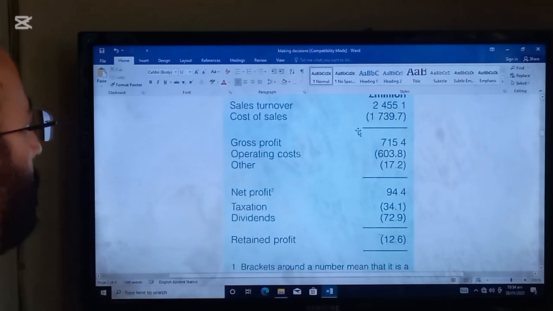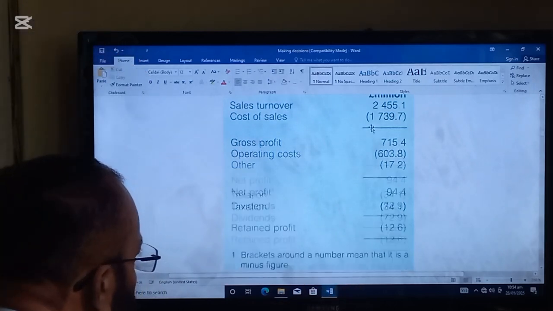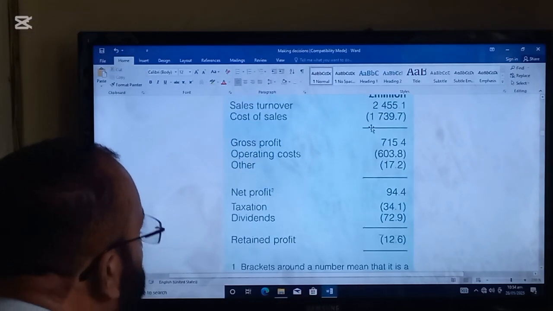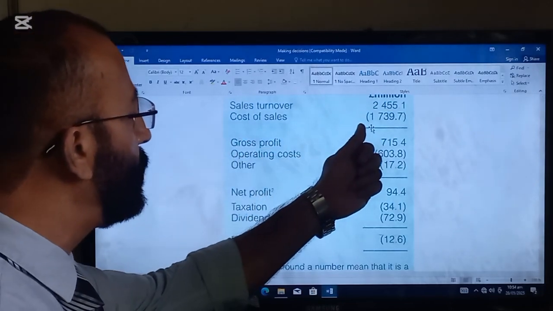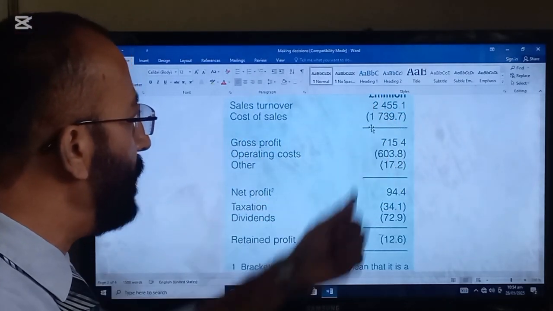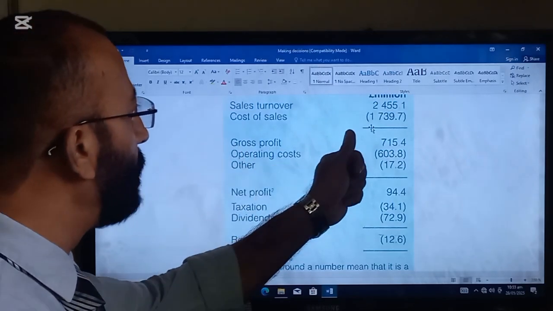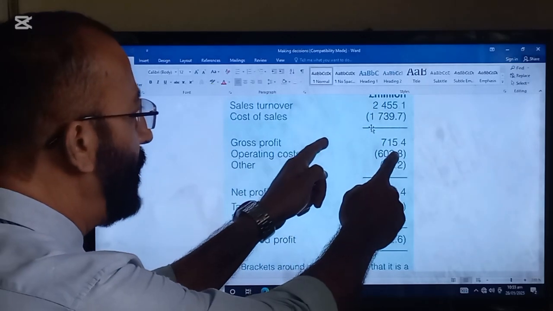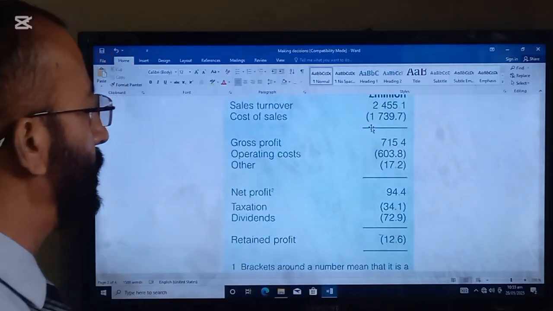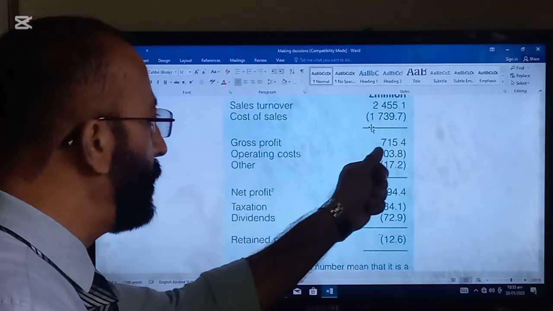Here is the profit and loss account. Brackets around a number mean that it is a minus figure. For example, sales turnover of a business is 2455.1 million pounds. Cost of the sales is 1739.7 million pounds. That will be subtracted from this figure. After that, we will get this, that is gross profit.